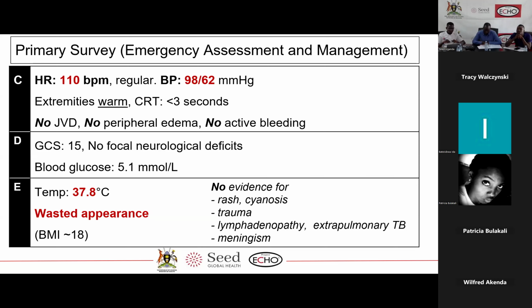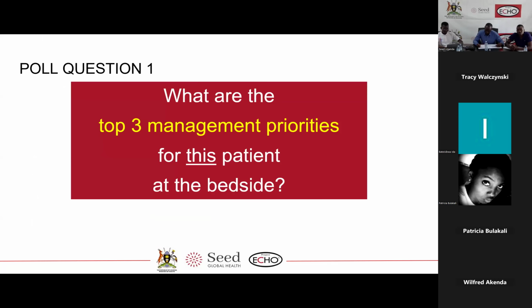On exposure, he had a wasted appearance with a BMI of around 18, temperature of 37.8, low-grade fever, no evidence for rash, cyanosis, trauma, lymphadenopathy, extrapulmonary TB or meningism. So far, I would like to ask the audience and the experts, what are the top 3 management priorities for this patient at the bedside?